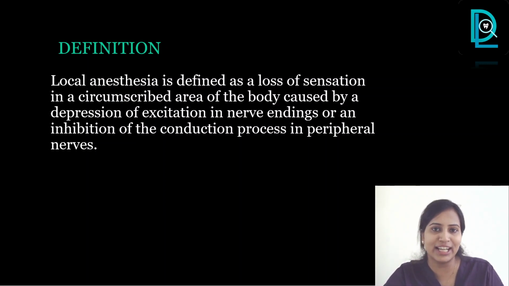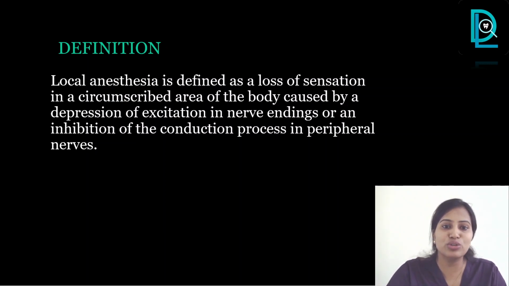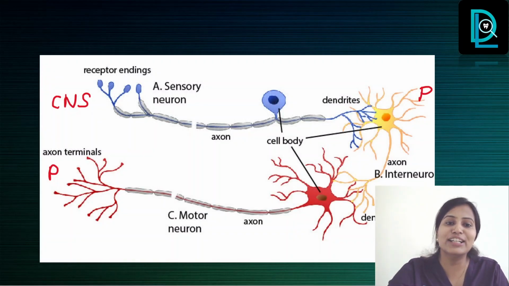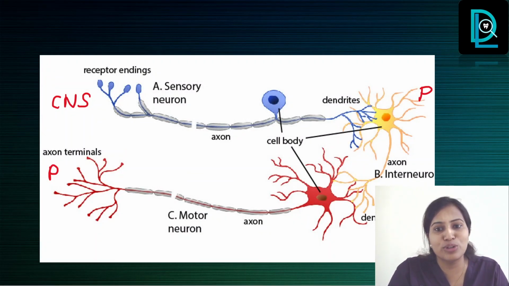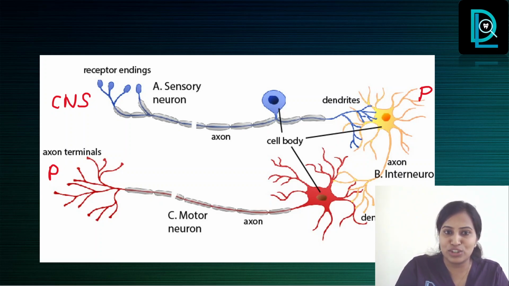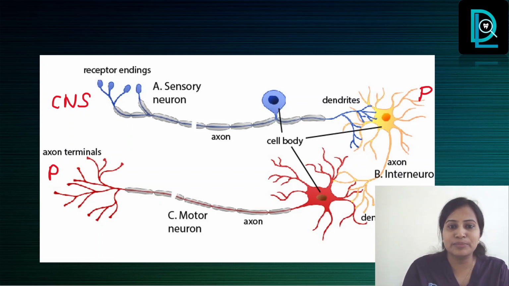of that particular area. To understand the mechanism of action of the local anesthetics, first you need to know how a conduction process usually happens, a natural conduction process. To understand that, we'll need to know the basics of neurophysiology, that is the basic unit of your nervous system, that is neuron. Let's start with that.